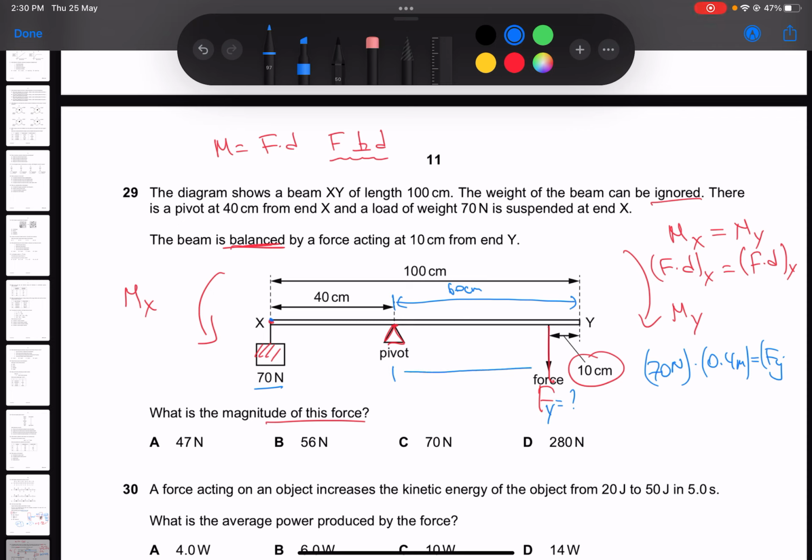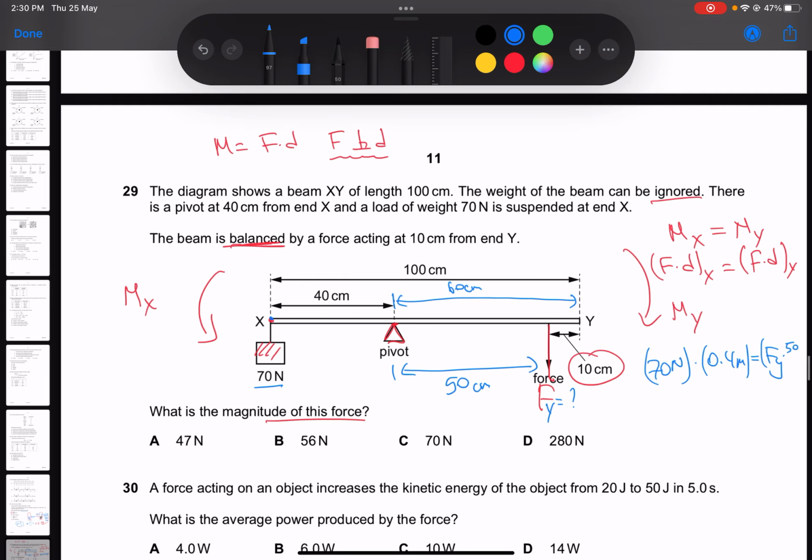We have to get the distance from the pivot to the force actually, okay? So from the pivot, where it starts rotating, to the force location. So it's going to be 50 centimeters now. 50 centimeters, or we simply say 0.5 meters, so it's just 0.5, okay? Okay, so let's write from the other side. So force y times 0.5 meters, okay?